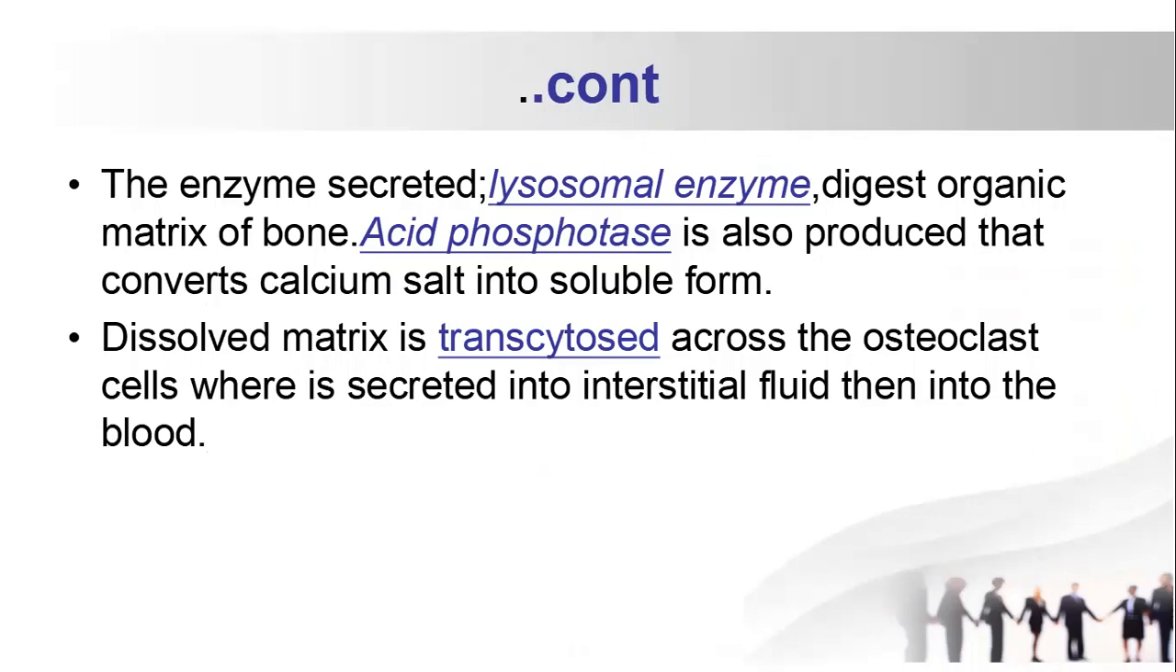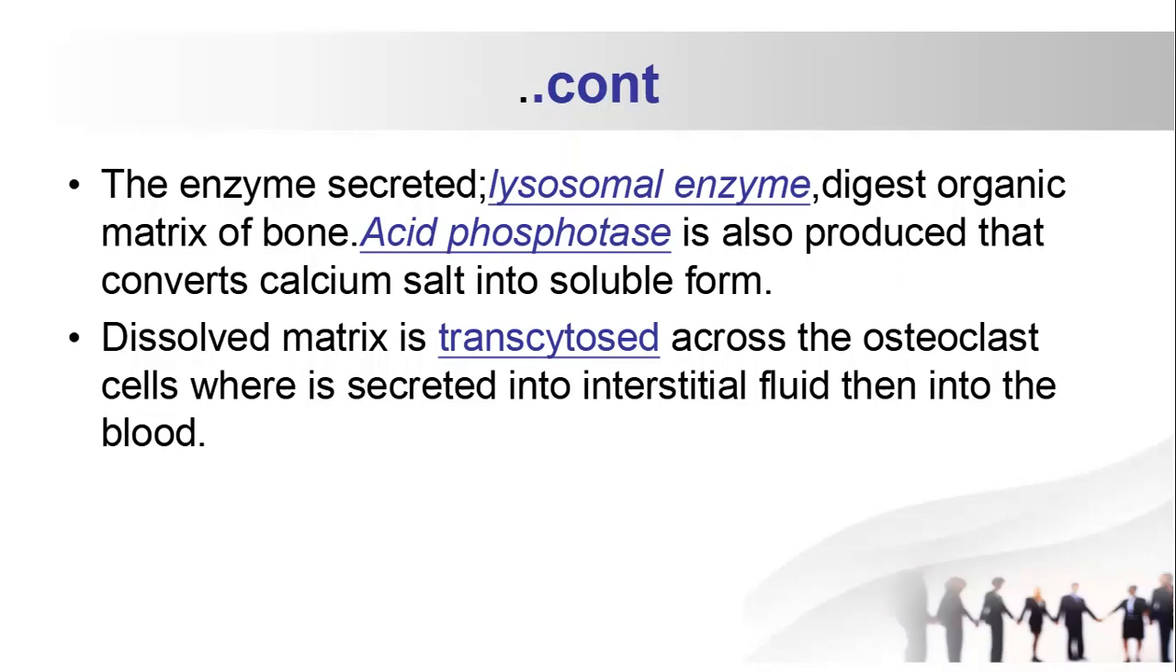It is also produced to convert calcium salt into soluble form. So we have this basic component, the inorganic component of bone, which is calcium phosphate. Now it is converted to calcium salt by this acid phosphatase, then into soluble form. Finally, the dissolved matrix is transcytosed across the osteoclast cell, where it is secreted into interstitial fluid, then into the blood.